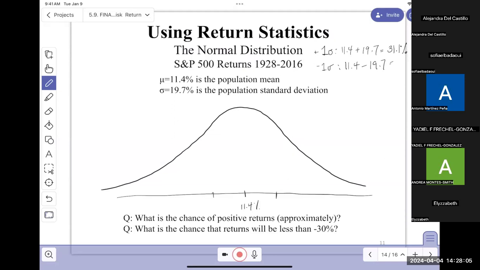Thank you, Alondra. Negative 8.4. No, sorry, it's 8.3. Yeah, negative 8.3%. So we're going to mark them. This is 31.1, and this is negative 8.3. And then keep going.